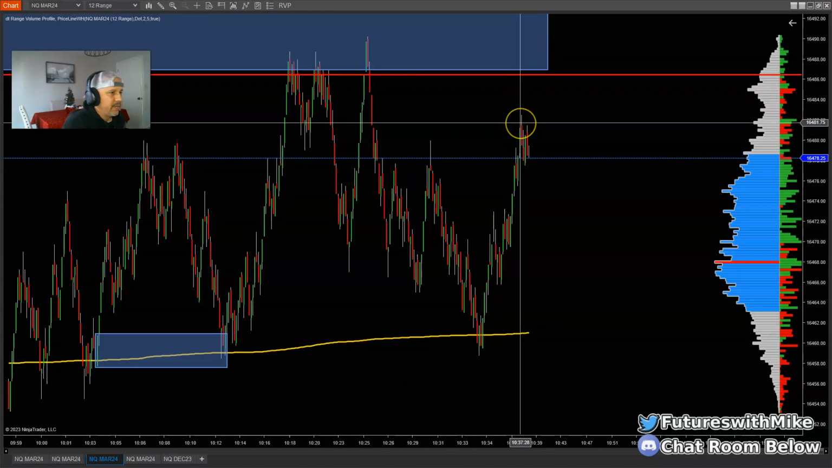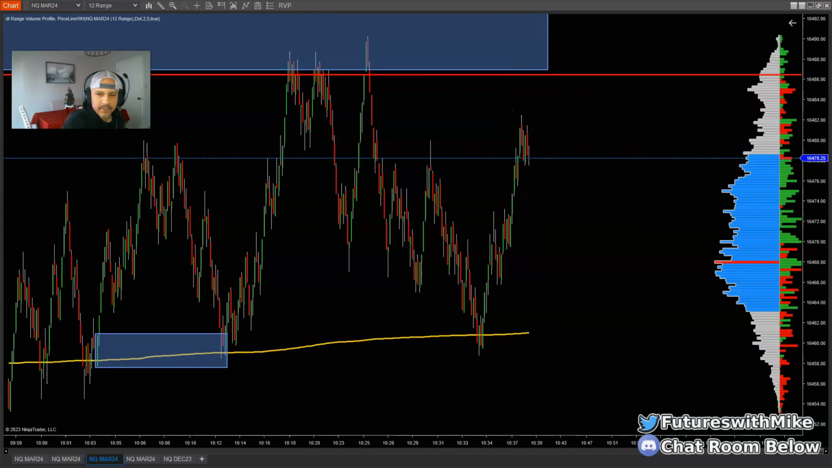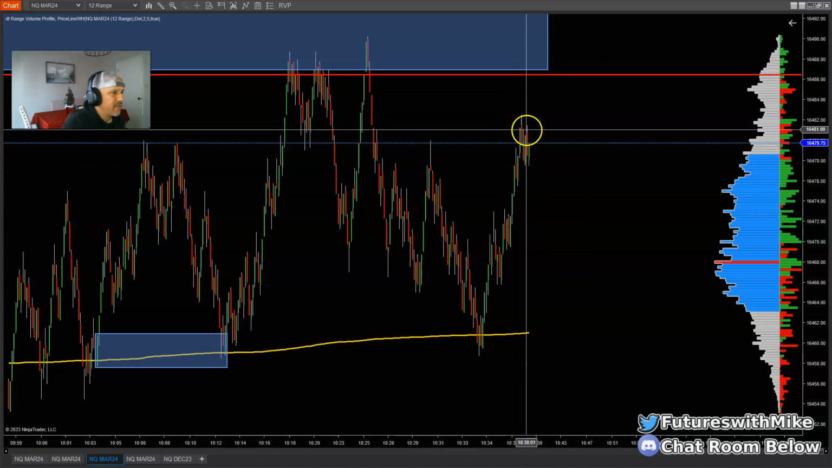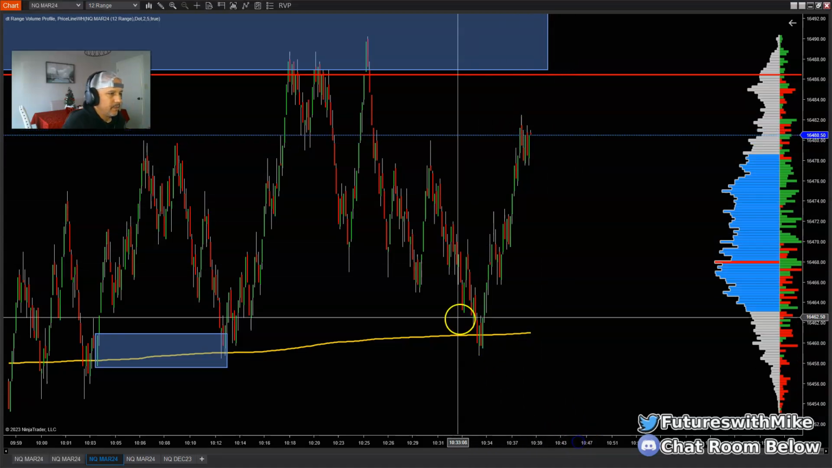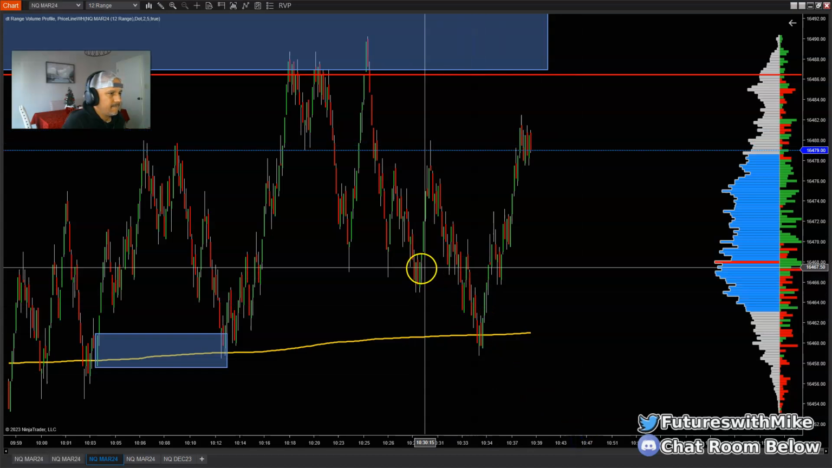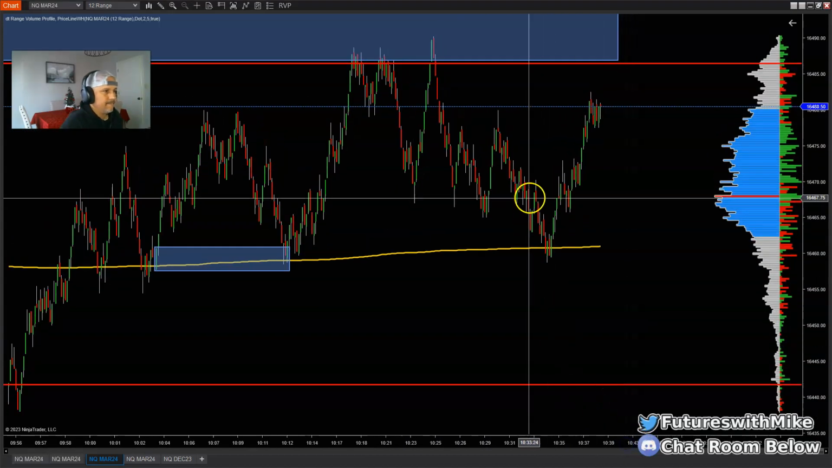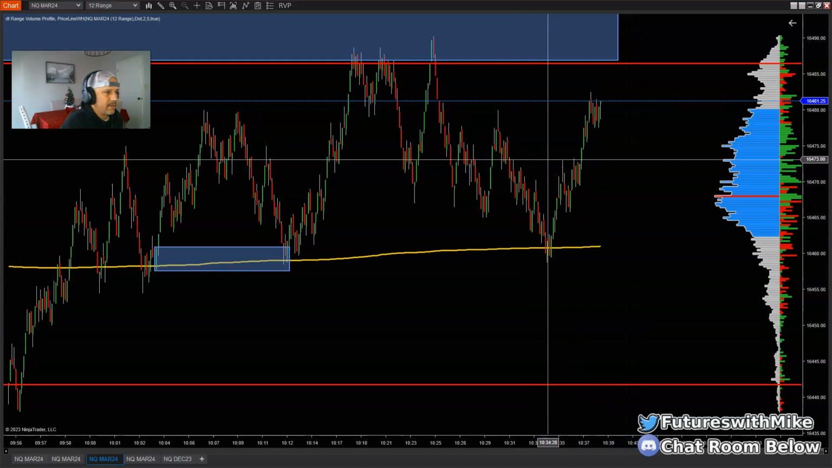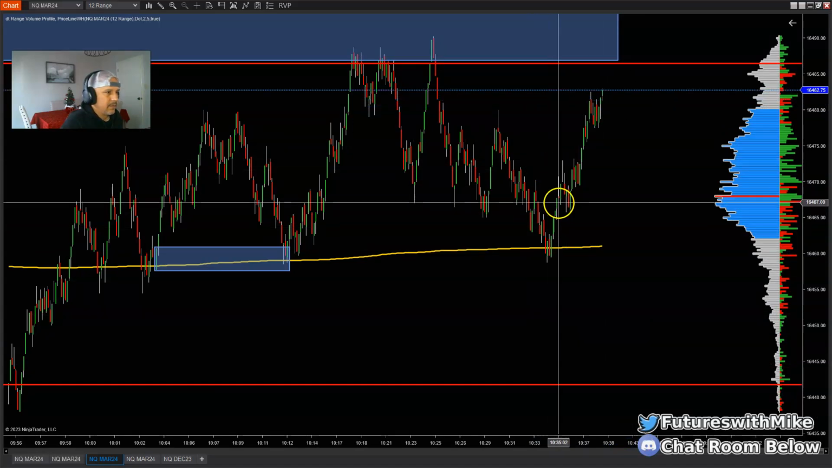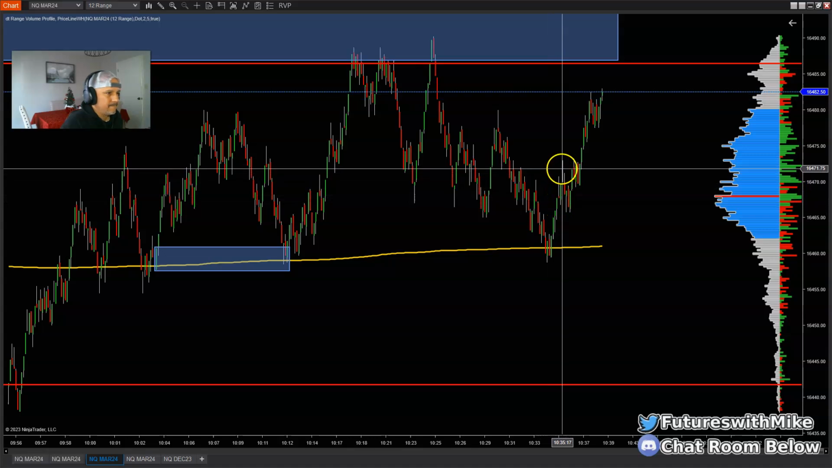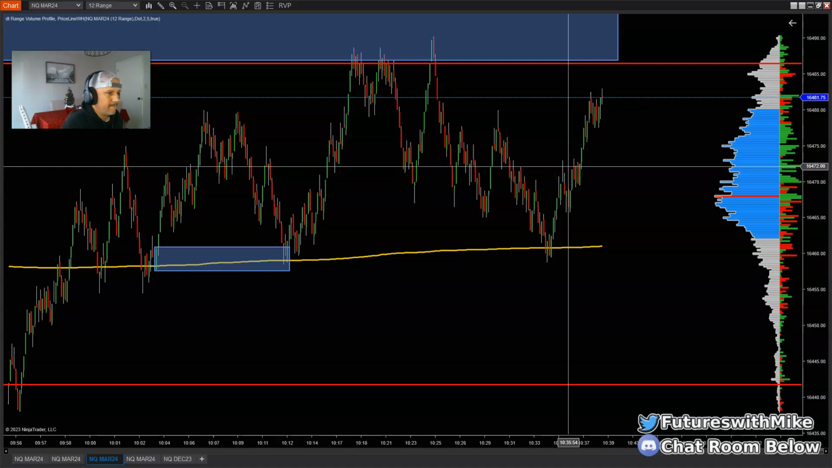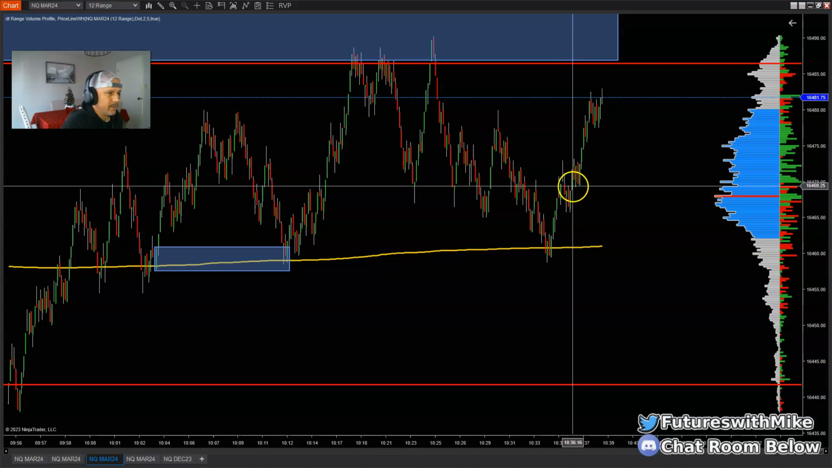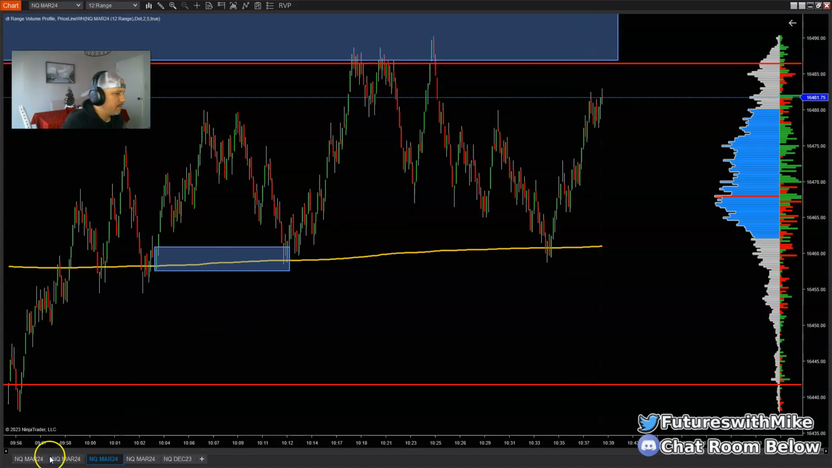All right, let's see if we can possibly get some kind of rejection. I want to see it come up here. I don't want to take a trade from right here where it's at now. I want to see it come back a little higher. I'd definitely prefer to see it come back higher. Come on, test this area right here.